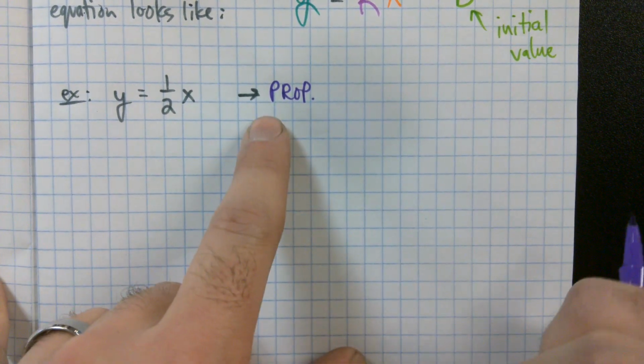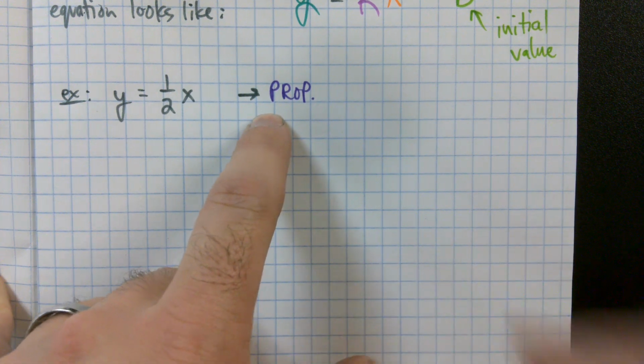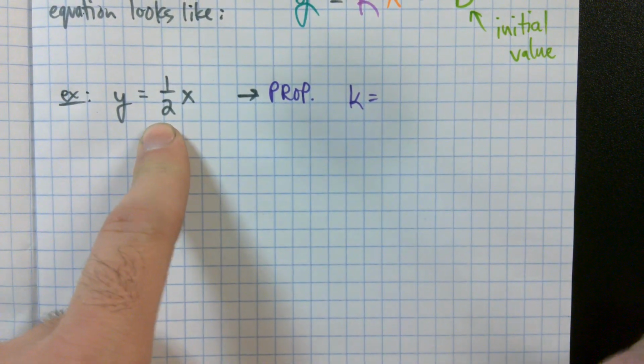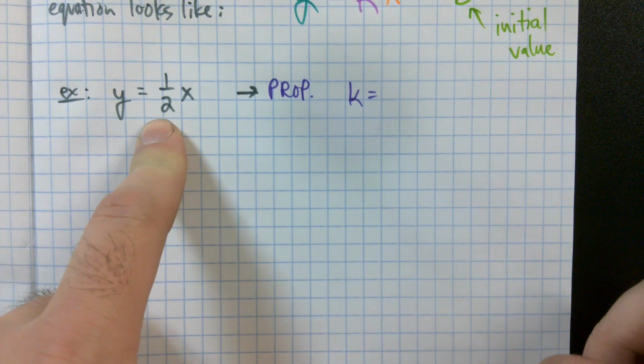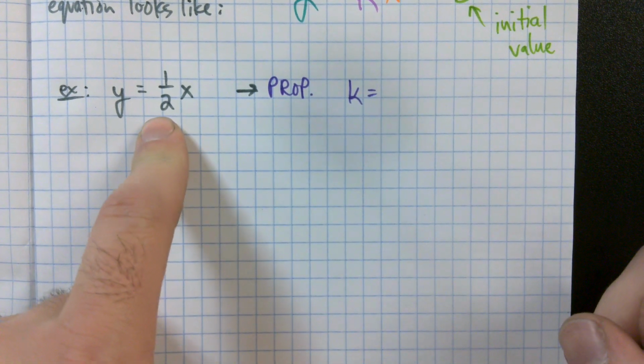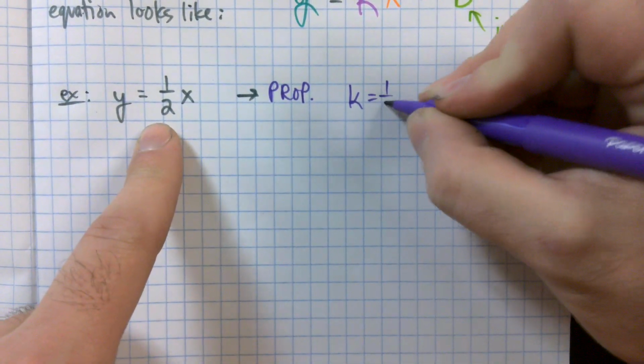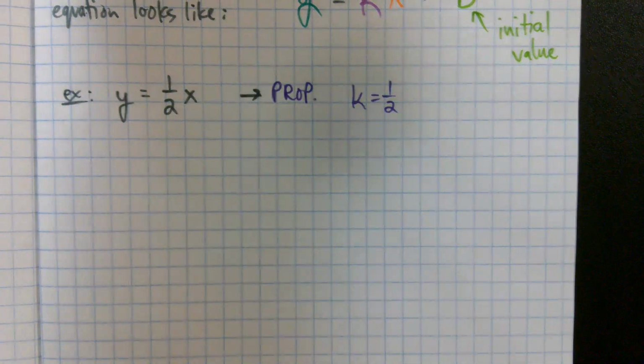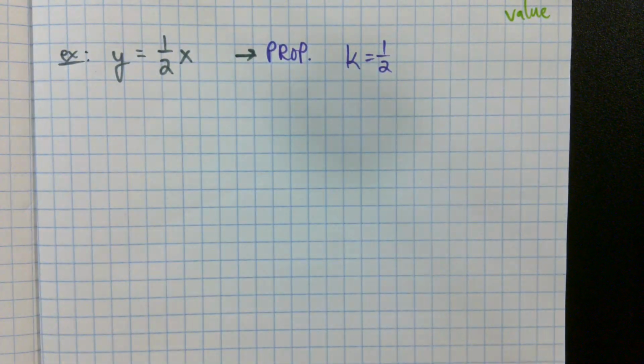Now, if our equation is proportional, that means we can find what k is. And it's not hard to figure it out. It's the only number that we see. Right? So here, what did we say k was equal to again? 1/2. It's the only number that I see. Okay?